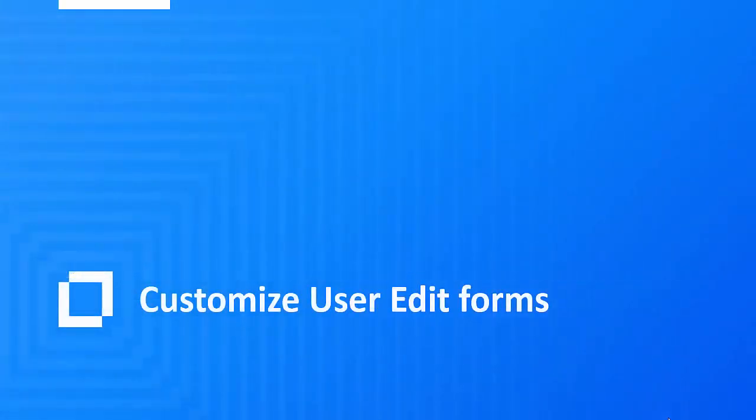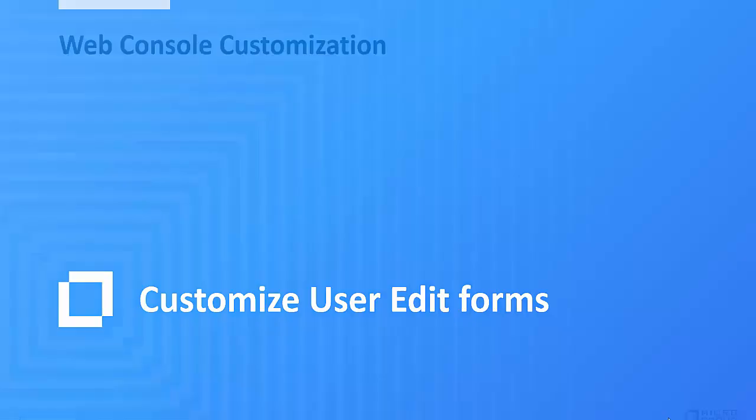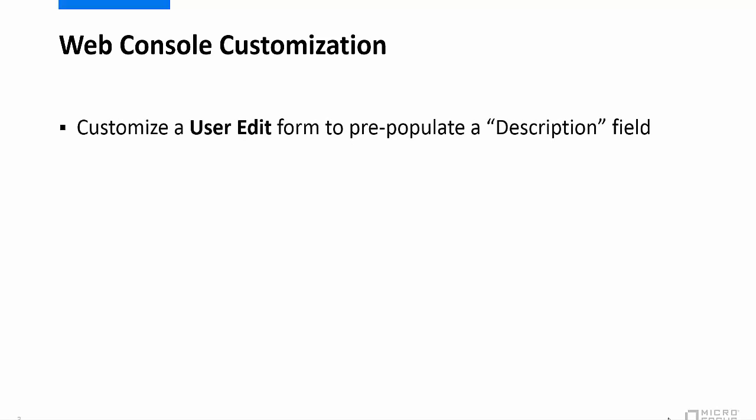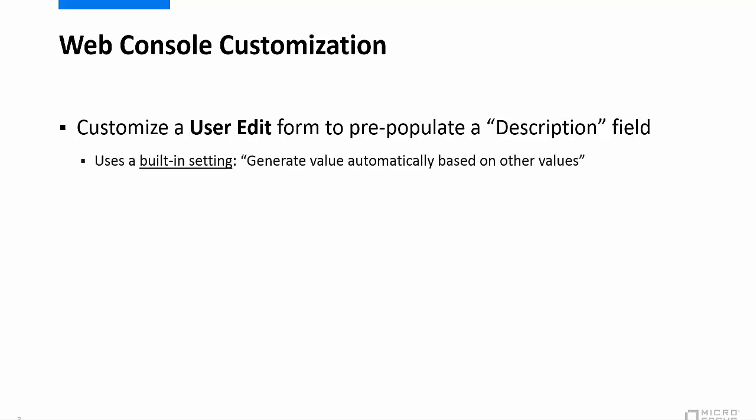This video demonstrates two scenarios of how you can customize user forms in the web console to simplify assistant administrator tasks. The first scenario demonstrates how to customize a user edit form to pre-populate a field value based on the value from another property field when the assistant administrator uses the form to edit a user's properties. In this case, we pre-populate the user's description property with a department name. This customization is configured with a built-in setting, generate value automatically based on other values.